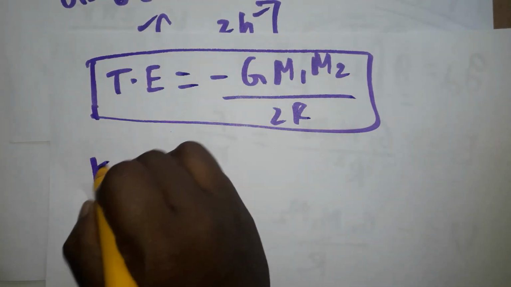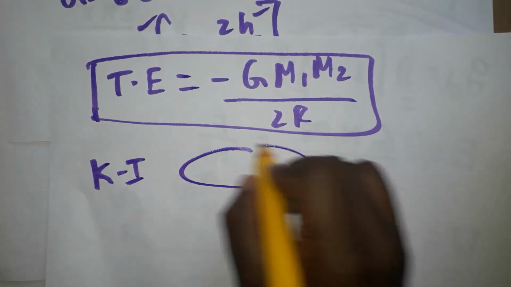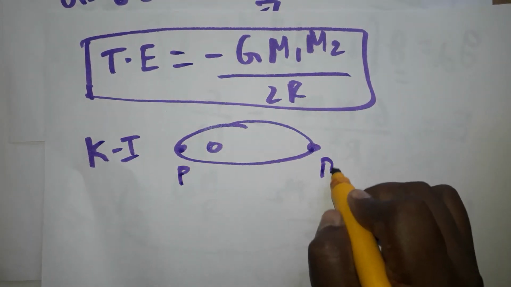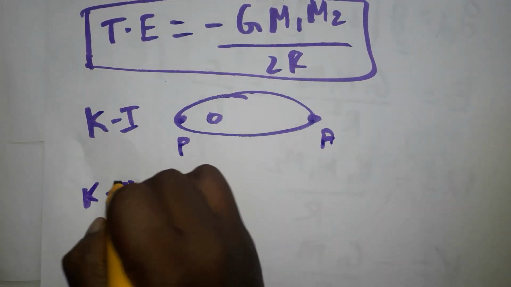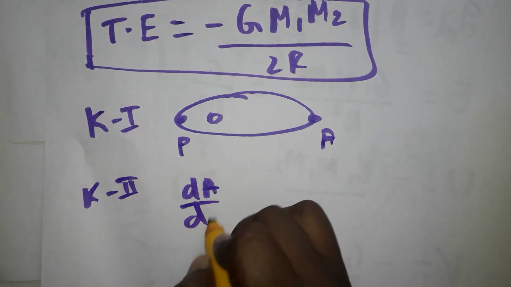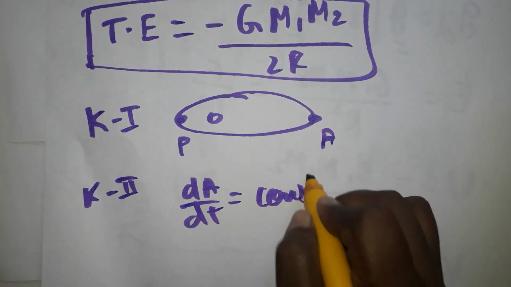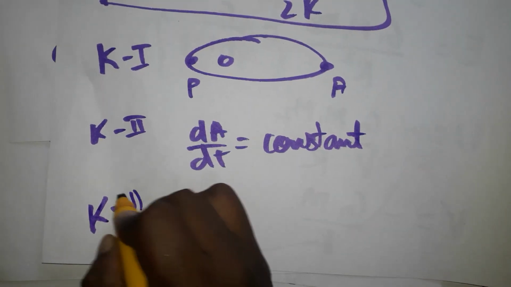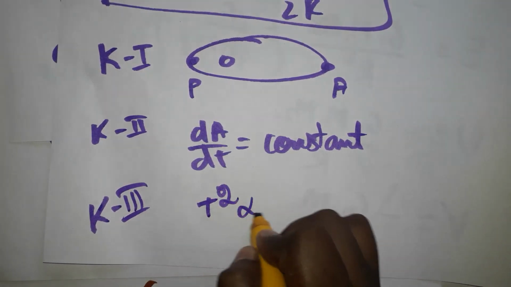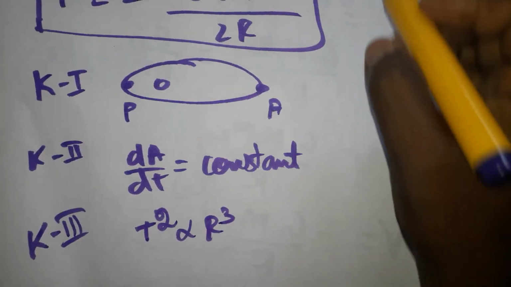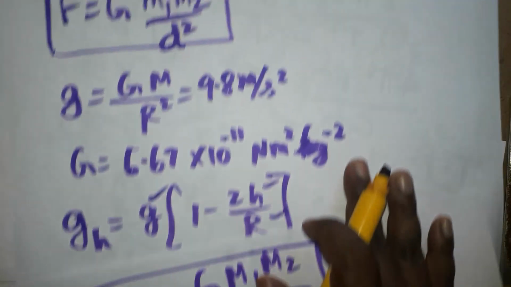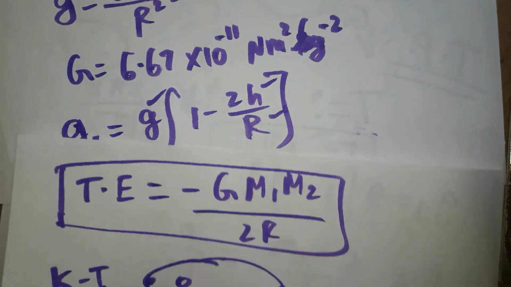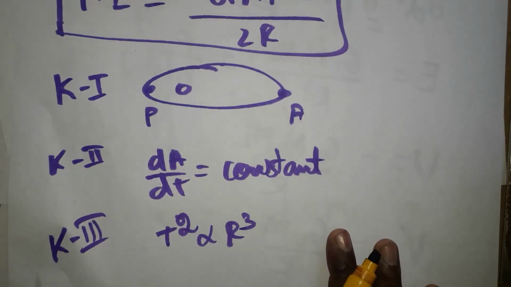The next thing, Kepler's first law, is a representation of perigee and apogee points, the closest point and the farthest point. Kepler's second law represents that the area swept out with respect to time is constant. Kepler's third law: the square of the time period is directly proportional to the cube of the radius. So these are the very important formulas in gravitation. If you revise these formulas, you can get the questions.